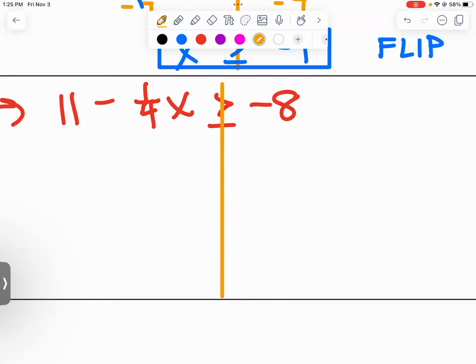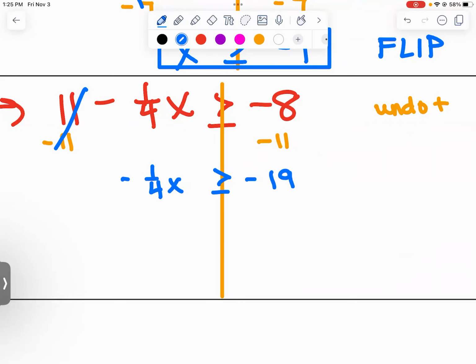So what number is the furthest away from X? 11. So we need to get rid of the 11 first. And since it's positive, we need to minus it. So now we have negative 1/4 X is greater than or equal to negative 19. Make sure that this subtraction that's with the 1/4, we didn't undo it. It's still there. Not yet.